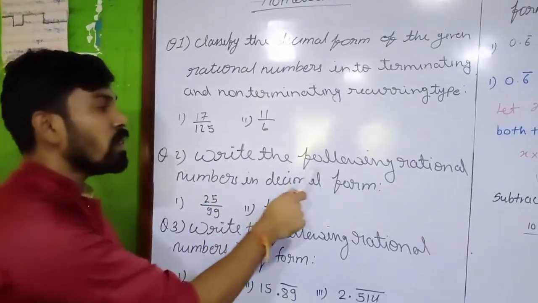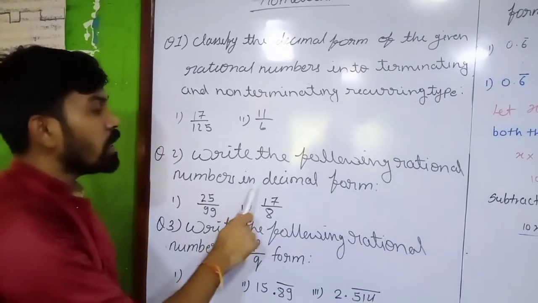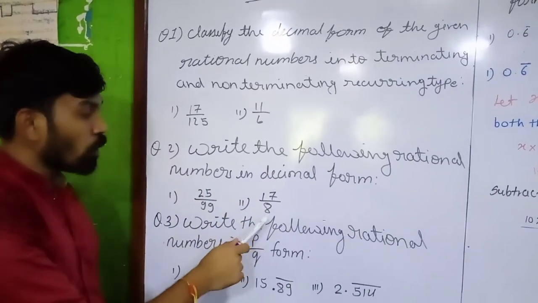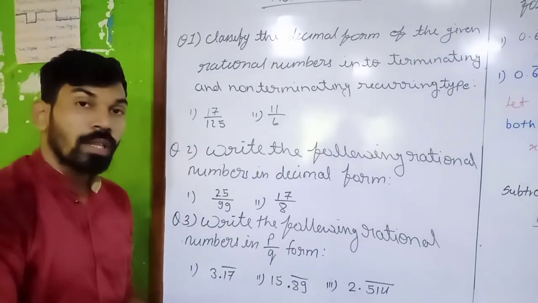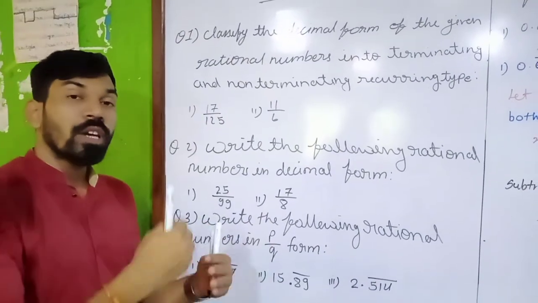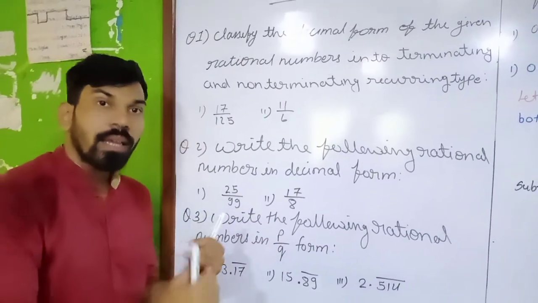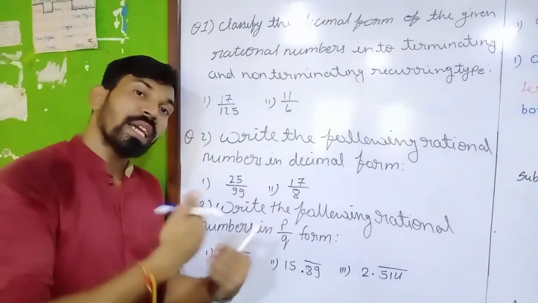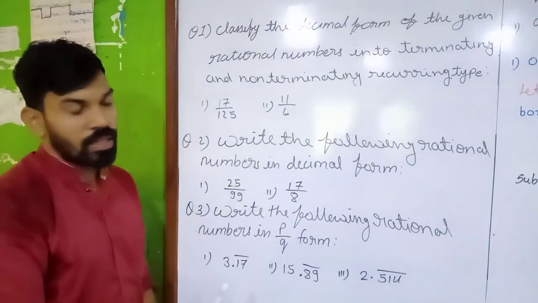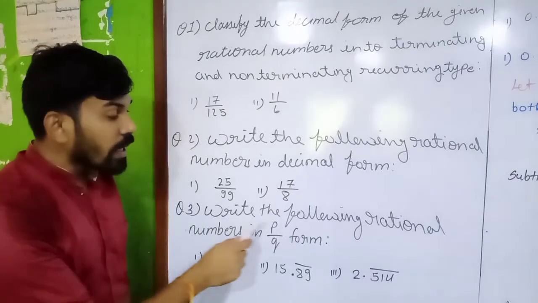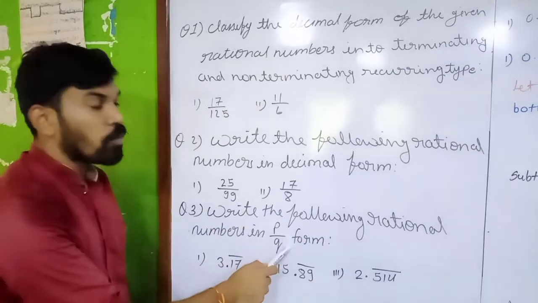Second one, write the following rational numbers in the decimal form. Here we have two questions that we are going to convert into decimal form. Either we convert the denominator into 10, 100 or 1000 form, or we can divide the numerator by the denominator. The third one is write the following rational numbers in the p upon q form.